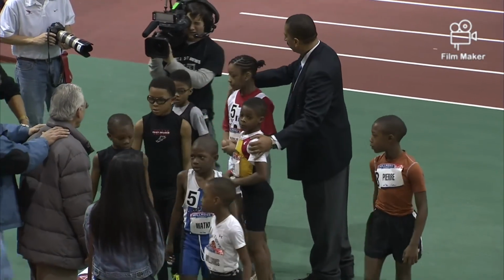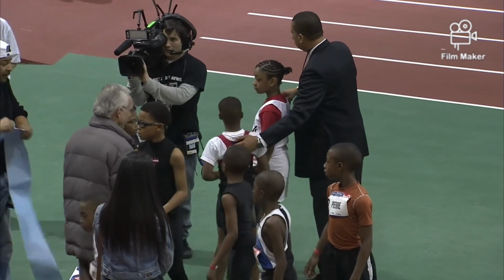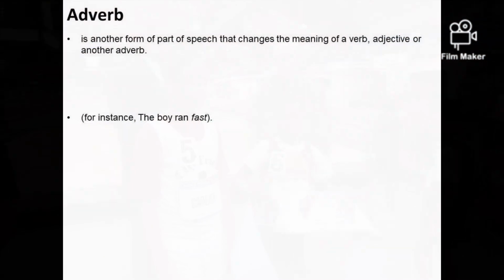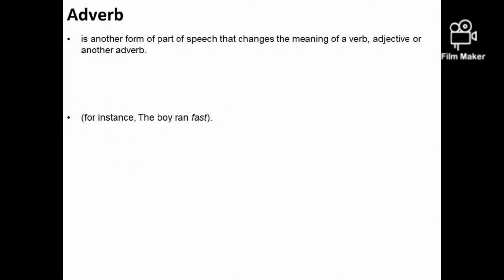The word fast is the one that changes the verb. It modifies the verb. The boy ran, but how did he run? He ran fast. So there's speed involved. You see? There is some speed that's involved.